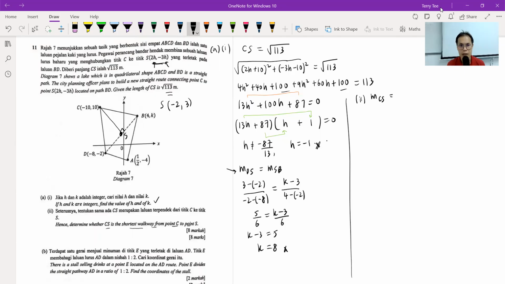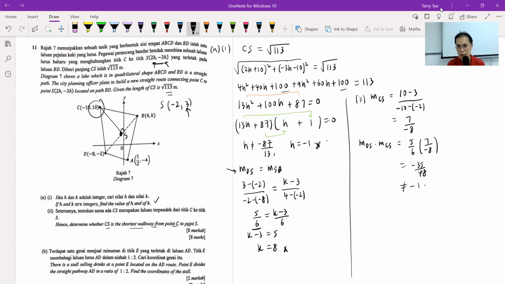So for CS, since I know the coordinate, I use 10 minus 3, and minus 10 minus 2. So this is 7 over -8. We know gradient of DS. My gradient of DS is 5 over 6 here. So gradient of DS times gradient of CS, by right, it should be -1. Your DS is 5 over 6. Your CS is 7 over -8. When you multiply together, I get -35 over 48. Now, which is not -1?